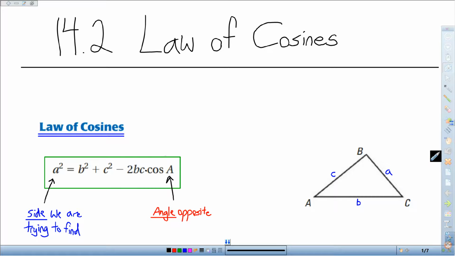Hello, everybody. So today we're looking at 14.2, Law of Cosines. Go ahead and take a couple minutes, get this title, get the whole formula for Law of Cosines, and then I'll break down how this thing works.